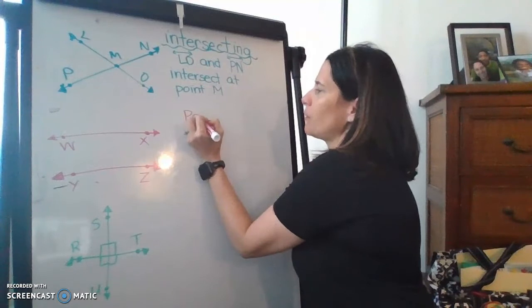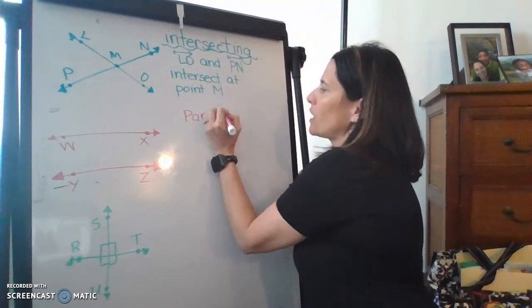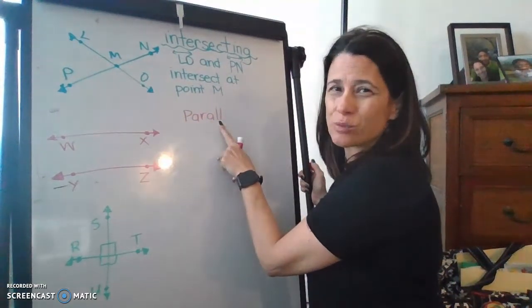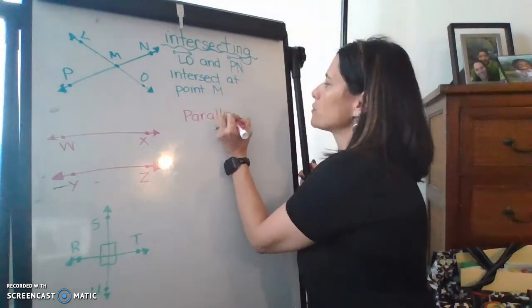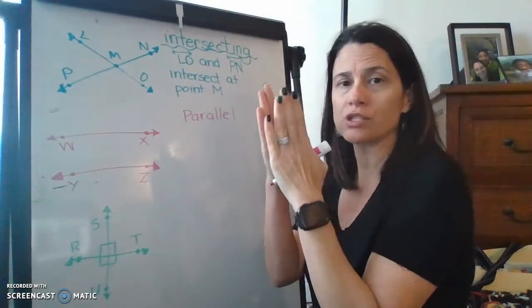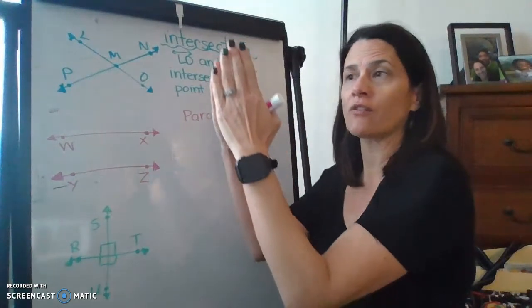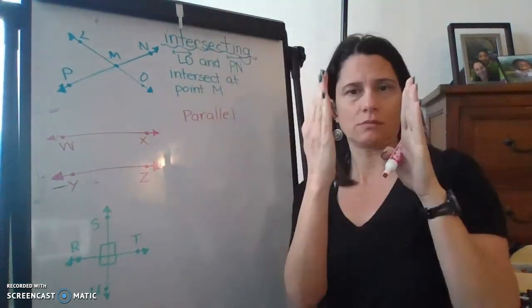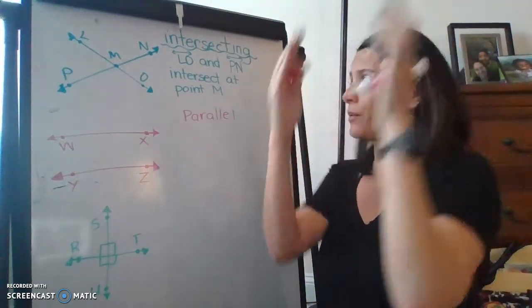And to help me remember this one, when I spell parallel, it has two parallel lines in there. So that helps me remember that parallel means two lines that are never ever going to meet. They're going to keep going straight up. They're never going to meet.